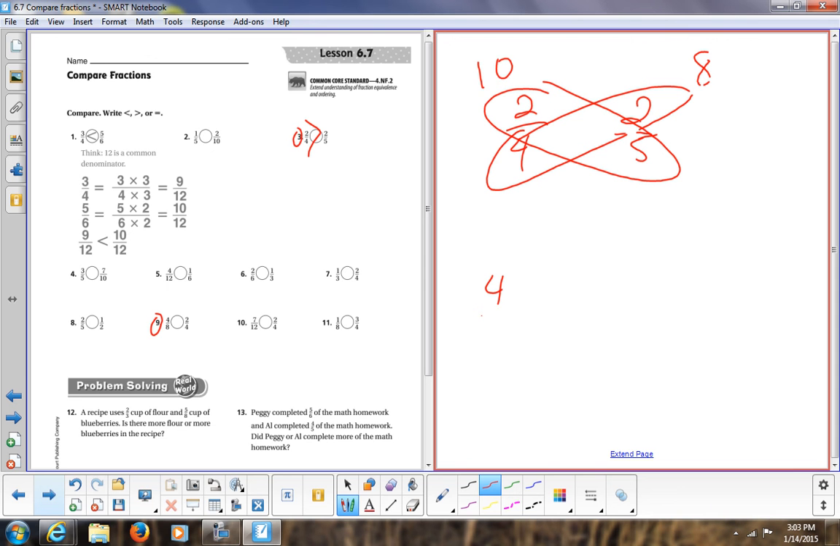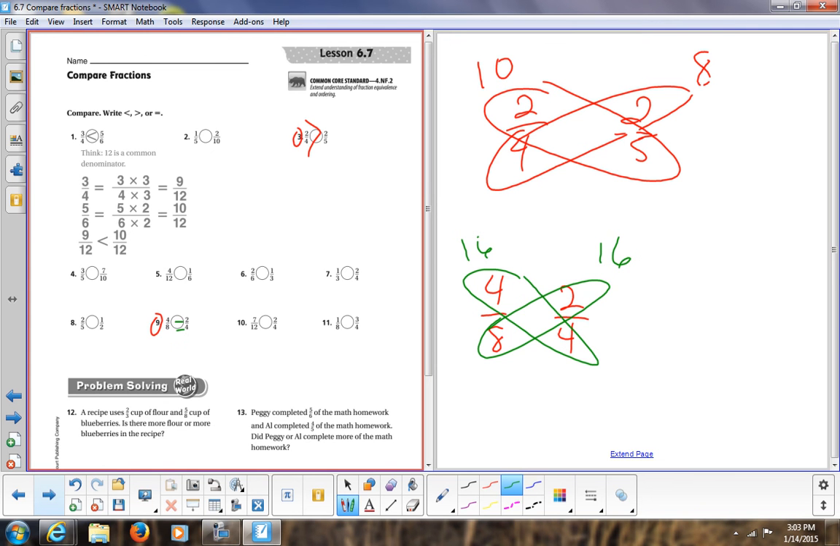Number 9, we have 4/8 and 2/4. Circle across. Multiply, we have 16 and 16, which is equal. I think you guys are pretty good at doing that on your own.